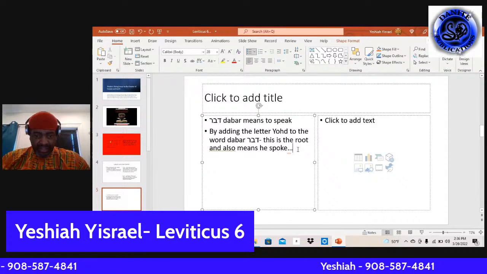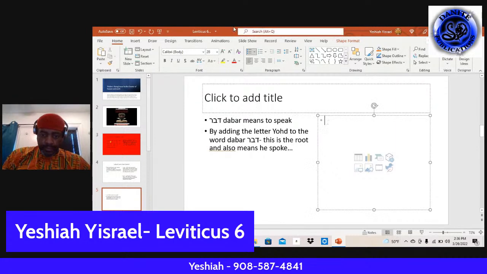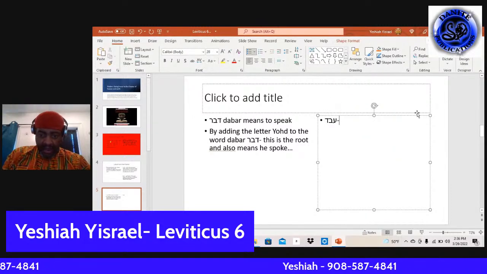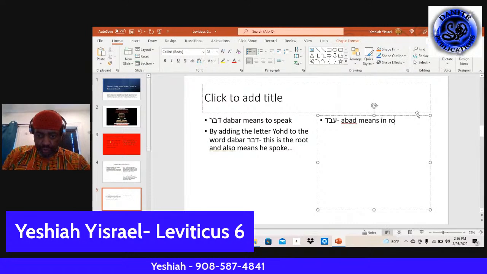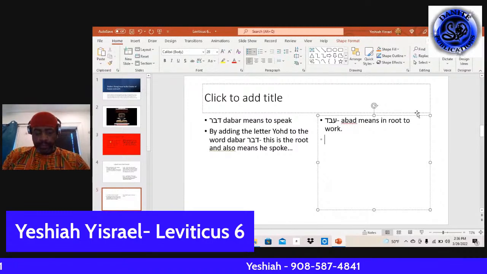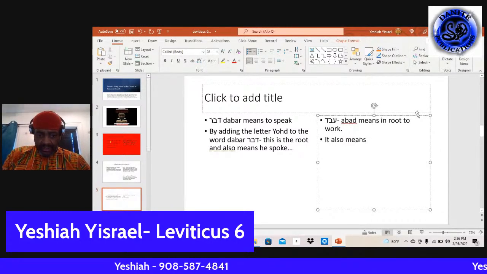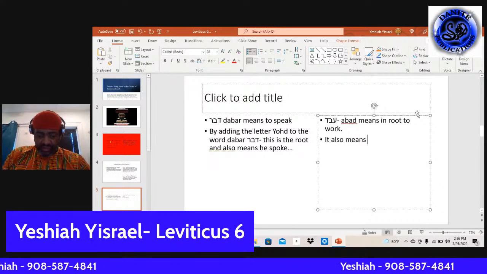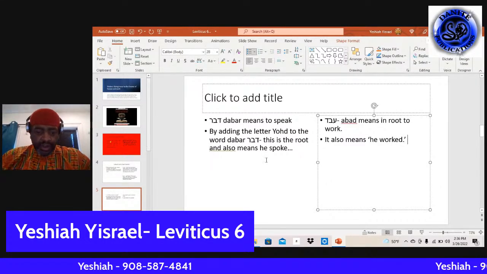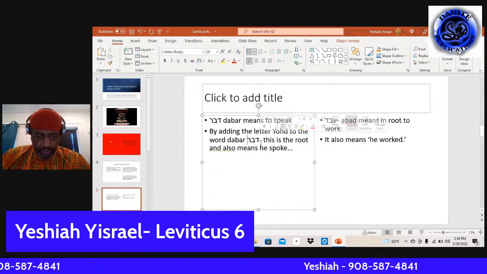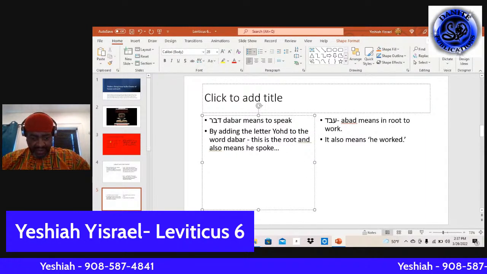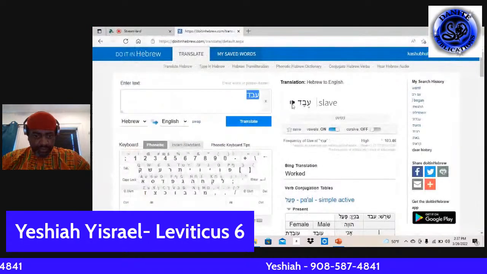Now, looking at it in this case here, let's look at this. We have here the word abad. Abad means en route to work. Now, it also means, brothers and sisters, he worked. All right. Now, brothers and sisters, I want to add the letter yod to this word dabar. So now we can hopefully get a clear meaning of why I made that example. Right? Let's look at this right here, if we will, brothers and sisters.